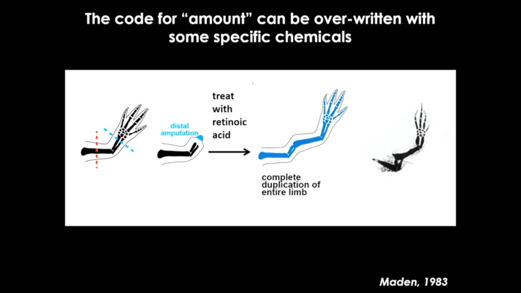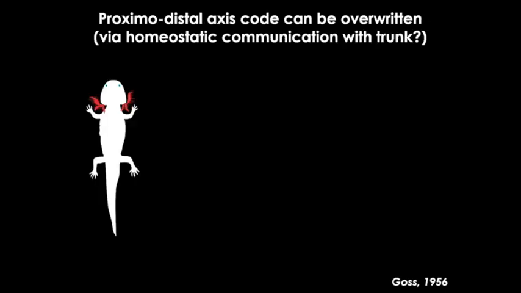We do know, though, that there is some way to overwrite this information encoding, and there's been a chemical that's been demonstrated to do this. This is a really beautiful experiment published by Malcolm Maden several decades ago. You can see that ordinarily a distal amputation gives rise to just a hand, but you can reprogram that tissue and force it to grow an entire arm, including the elbow joint, for example, if you treat this animal with retinoic acid during the process of regeneration. So we know it's possible to overwrite the instruction manual, but we also want to know what the endogenous instruction manual is and how to harness the information inside it.